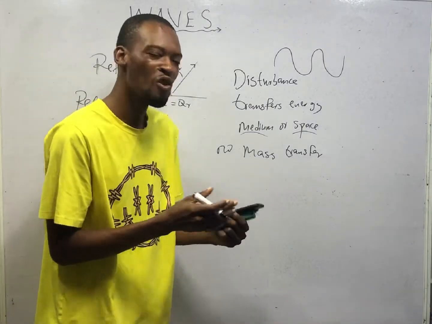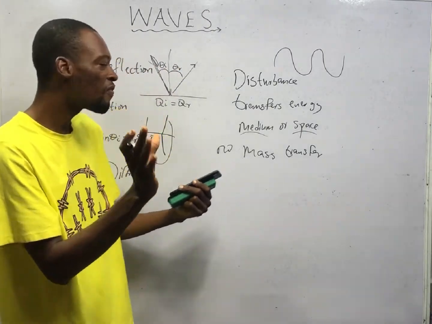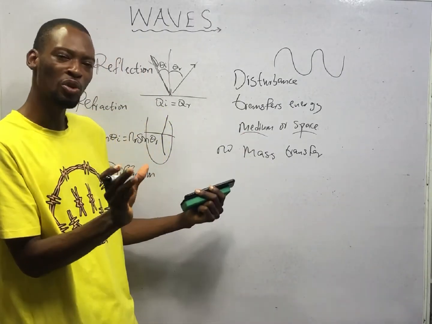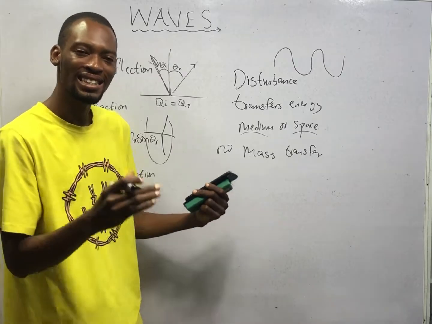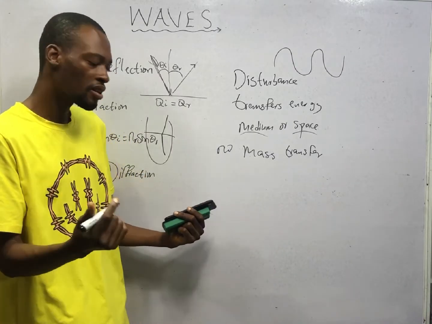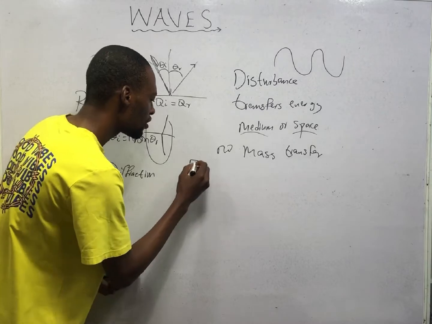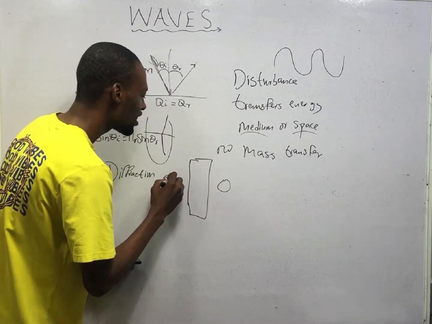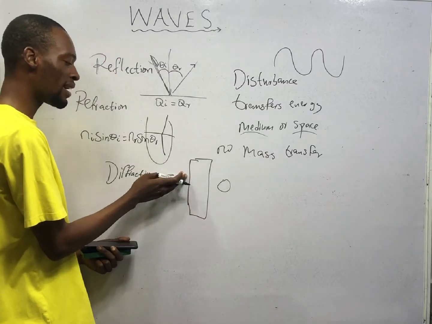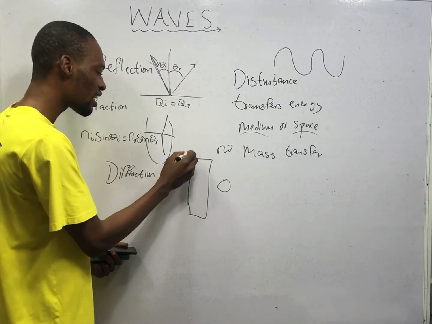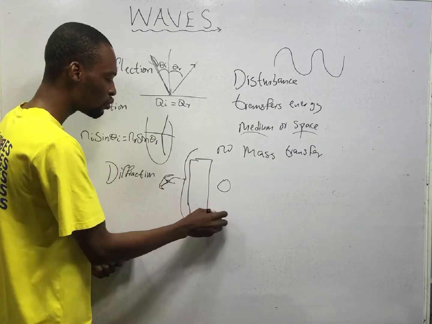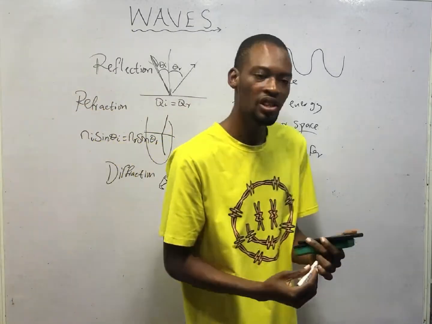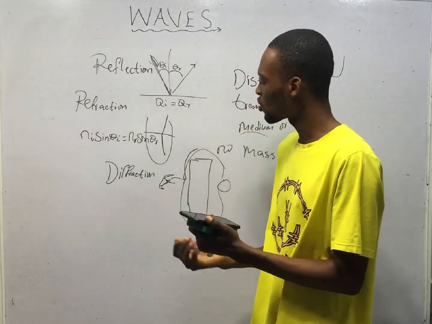This is a process whereby waves cut corners or bend when they encounter obstacles. And this obstacle must be less than the wavelength of the waves. For example, if this is a tree, I am here, this is your ear. If I say hello, there is a barrier. However, this sound wave will bypass here to reach your ear. That is diffraction.